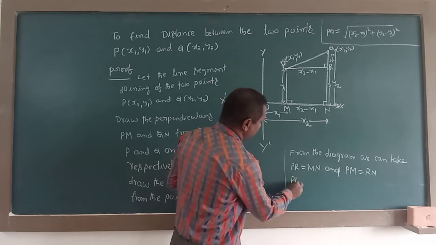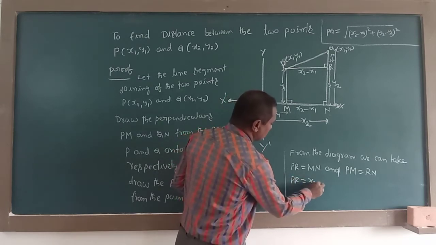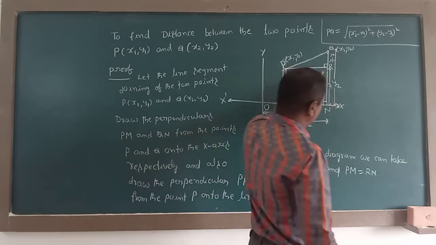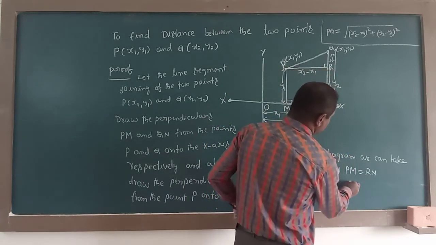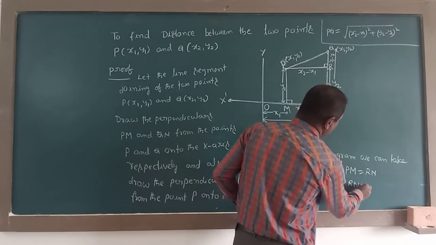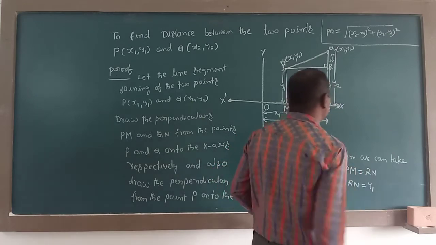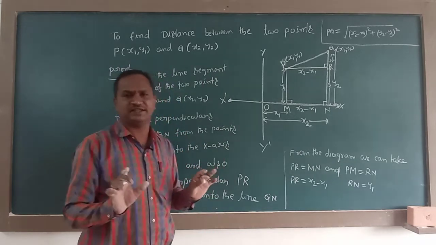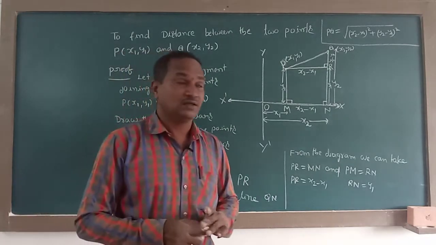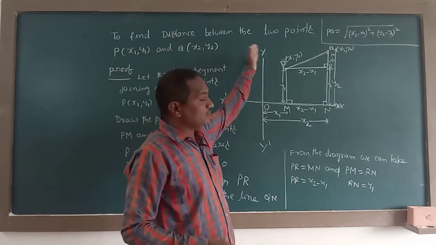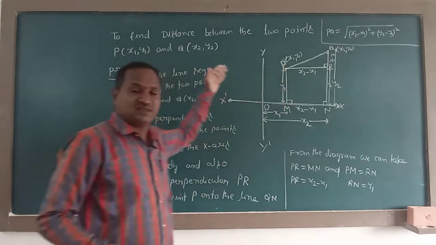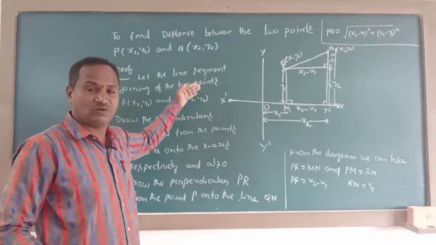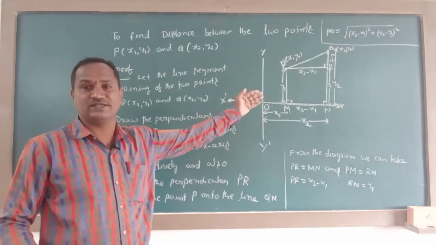We can take PR is equal to x2 minus x1 from the diagram. PM is equal to RN. That's why here in the RN place we can take y1. Right? We must mention that also. This much is the theoretical part for this diagram, because we already drew the diagram, and all these statements are about the diagram only.